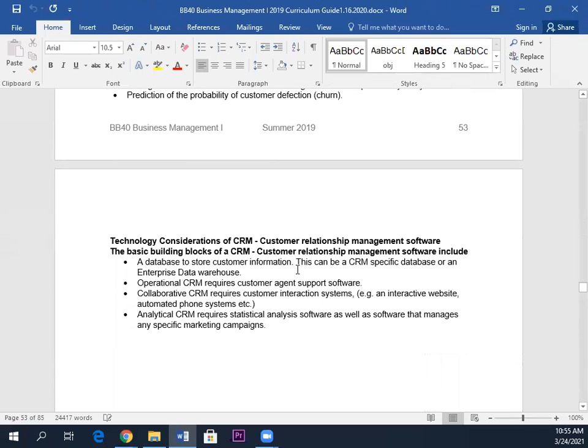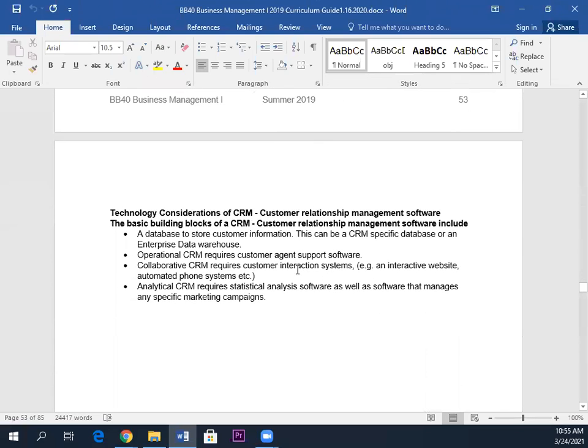All right, so technology considerations of CRM. Customer relationship management software is the basic building block of CRM. It includes a database to store customer information. This can be a CRM-specific database or an enterprise data warehouse. So you can literally just use Microsoft Access as a database for your customers' information. Or you may be using some kind of website that collects all the data and puts it in a database for you.